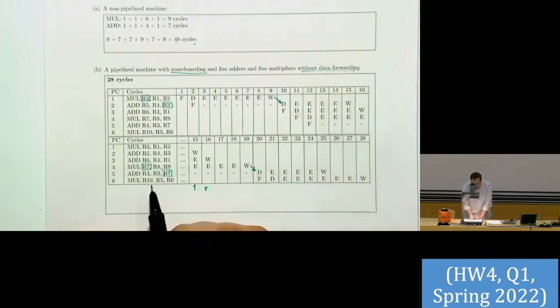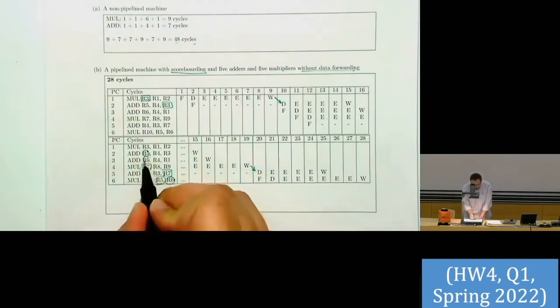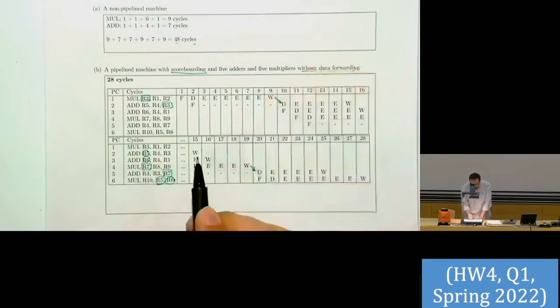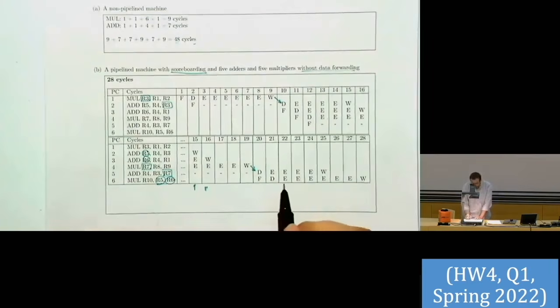When we look at the multiply in the last instruction, it uses R5 and R6, and these are calculated by these instructions, right? These instructions complete in the 15th and 16th cycles. So we already have the data in the register file when we come to this decode stage. Then we don't have to stall, and we can finish executing the program in 28 cycles.